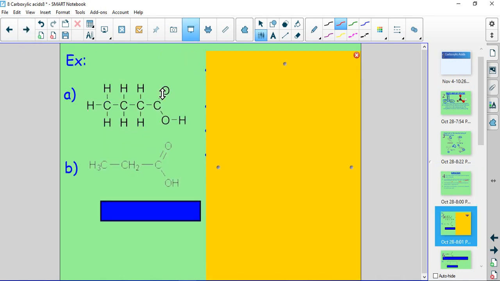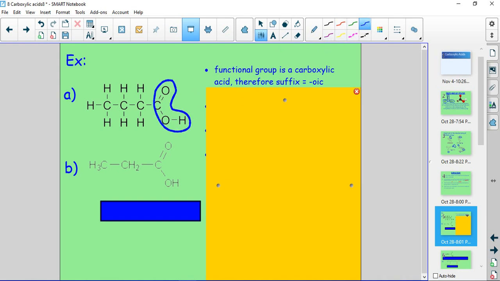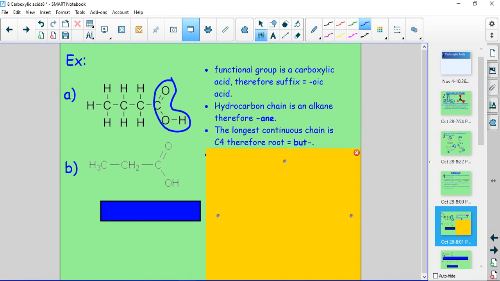So here we have a 1, 2, 3, 4 carbon parent chain. If it didn't have this carboxylic acid group, it would be butane. So let's go through the thought process of this. The functional group is going to be carboxylic acid. So here it is. Here's our functional group. That is carboxylic acid, so it's going to end in oic acid. We also know that the hydrocarbon chain is an alkane, which would end in ane, and that it is 4 carbons long. So the root word is going to be but for butane. Now, according to the nomenclature rule, we take out the E and we get butanoic acid. Okay, so this is the answer for example A.